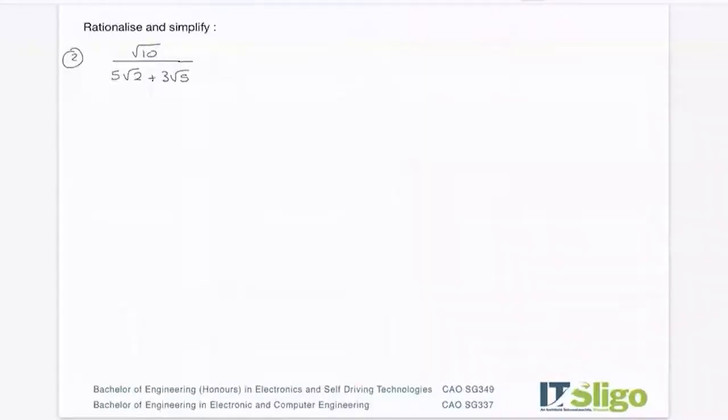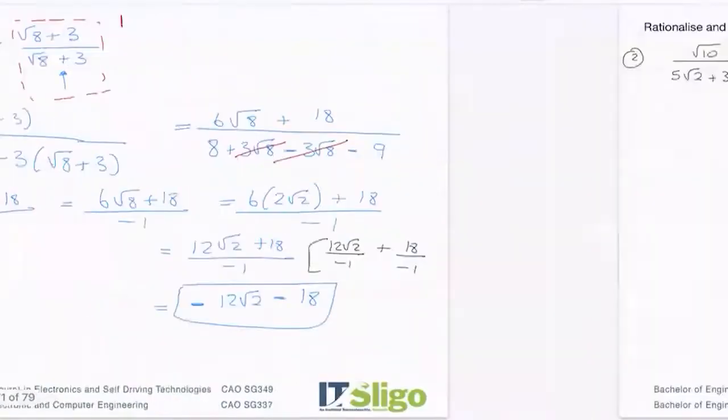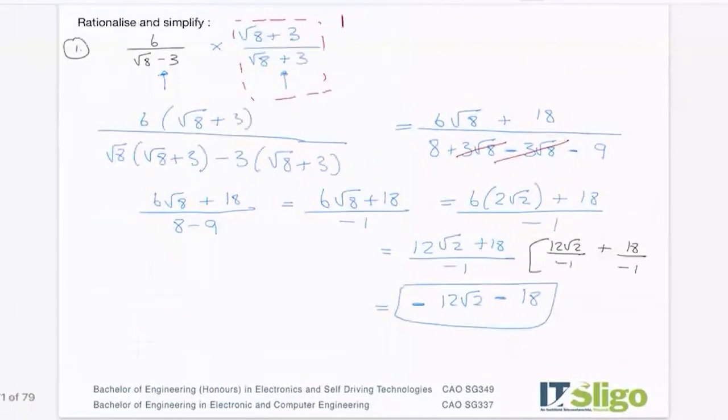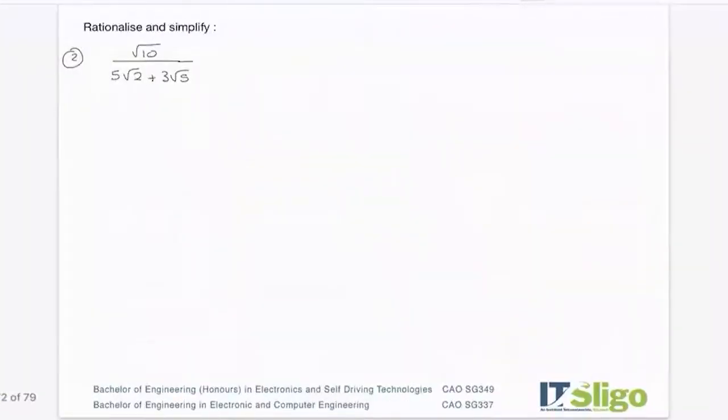Right, let's have a look at this one. Root 10 over 5 root 2 plus 3 root 5. So you can see it's a little bit more difficult than the last one in that I now have a number in front of the surd and a surd on the top. So it's getting slightly more difficult as I go through these few examples. But the theory is the same.